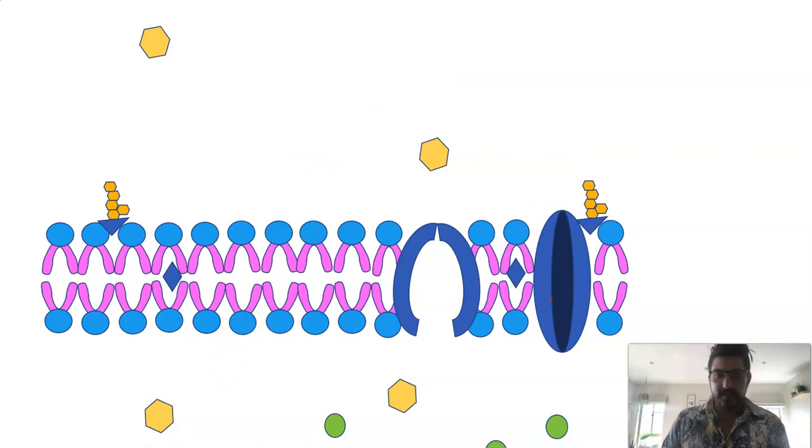All right, so there are two forms of passive diffusion for dissolved molecules, or molecules that exist in our membranes: simple diffusion and facilitated diffusion.